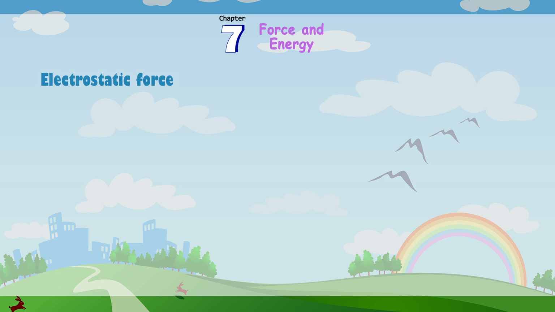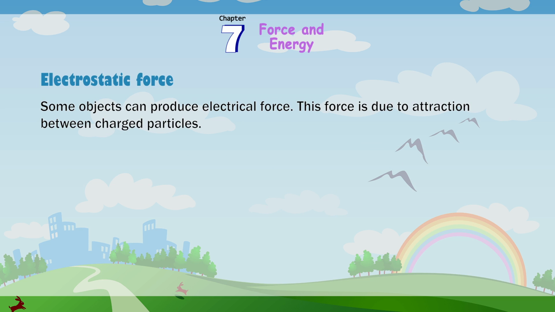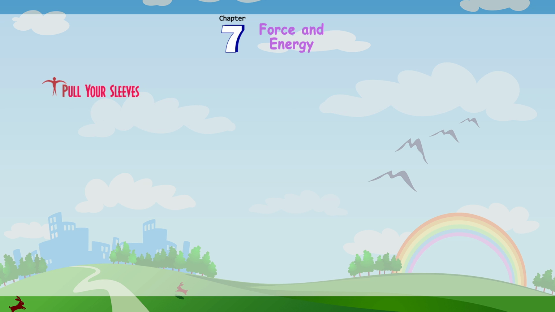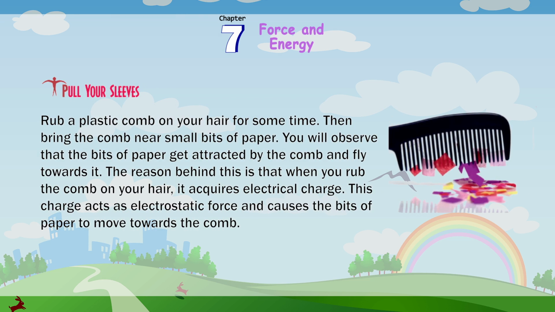Electrostatic force. Some objects can produce electrical force. This force is due to attraction between charged particles. Pull up your sleeves. Rub a plastic comb on your hair for some time. Then, bring the comb near small bits of paper. You will observe that the bits of paper get attracted by the comb and fly towards it.